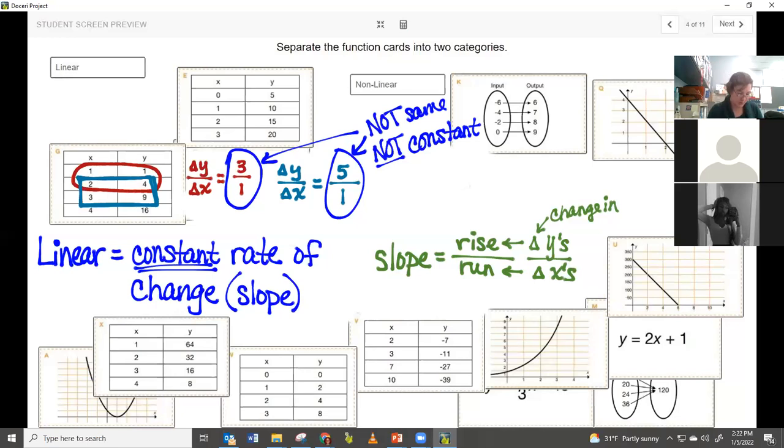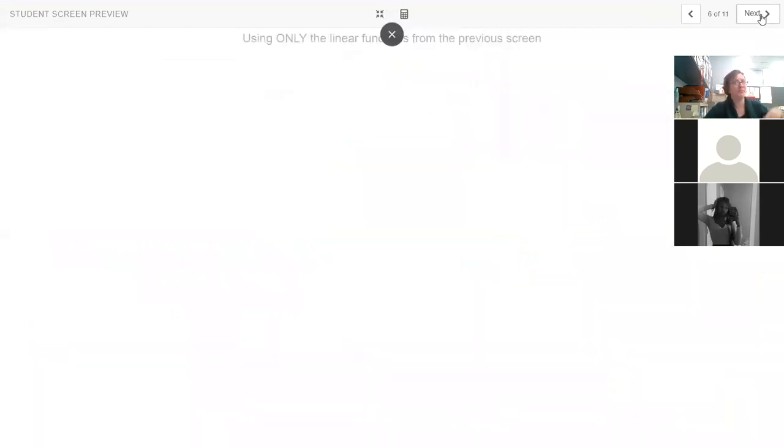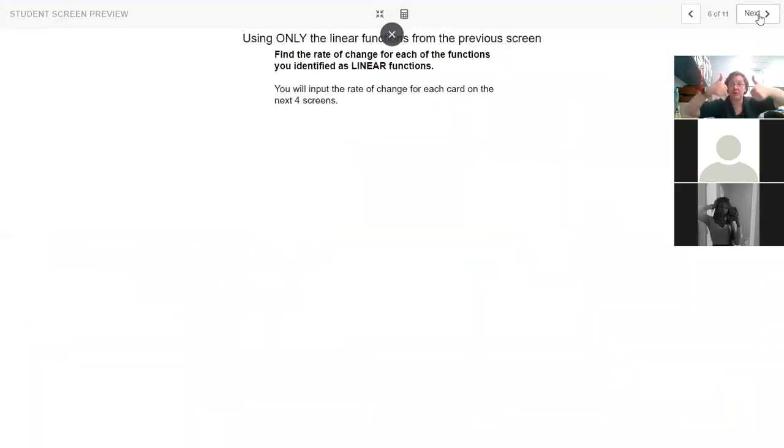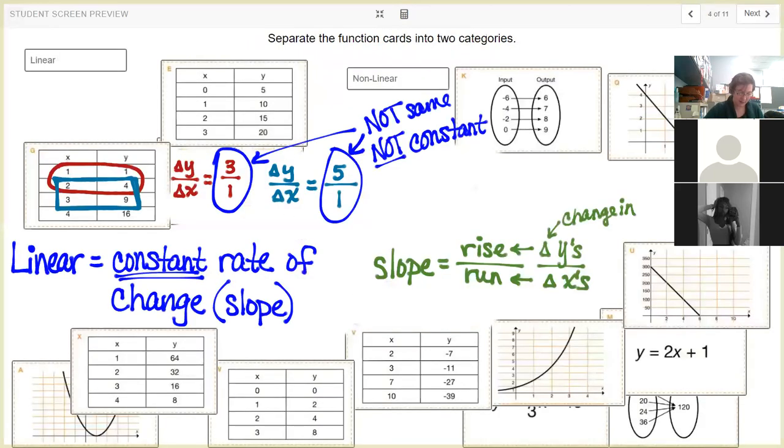I want to show you guys what your homework is, because your homework is just finishing this up. As you finish up the card chart, after you get them all right, and you've located all the linear ones, screens 7, 8, 9, and 10, you're going to actually calculate the rate of change. That's one of the other reasons that I just went through this, so that you guys would know how to calculate that rate of change.